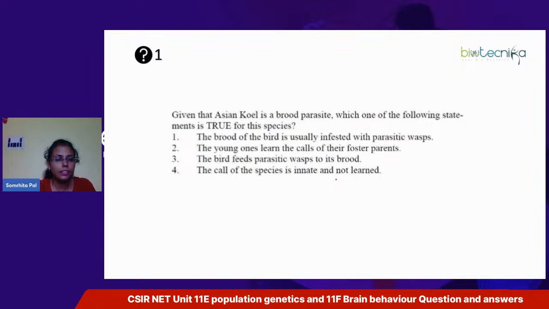Or learning the song, these are all part of their innate behavior. Okay. Which comes from, which is already there. Okay, which is already coded in their genes. Okay. So the correct answer for this is option 4.